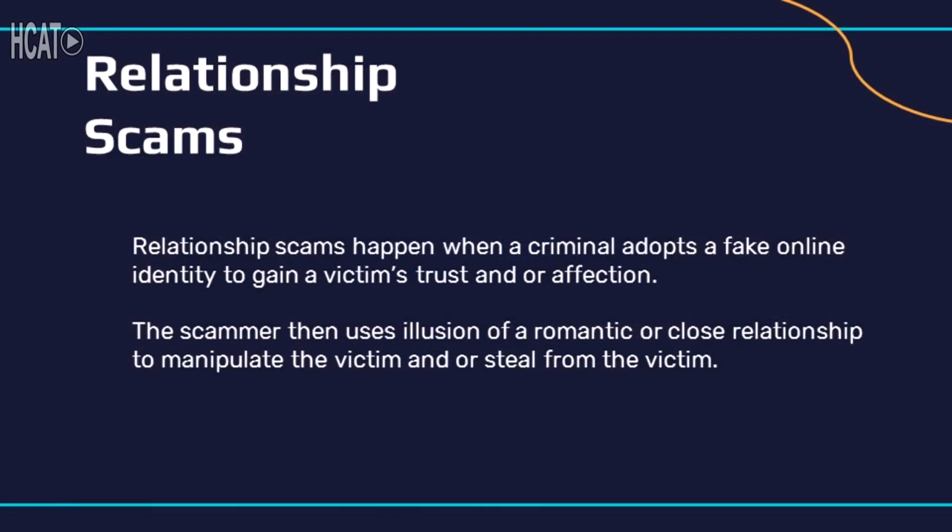So basically, a relationship scam happens when a criminal adopts a fake online identity and then uses that to gain the victim's trust and affection. The scammer usually uses an illusion of a romantic or close relationship to manipulate the victim and or steal from the victim.